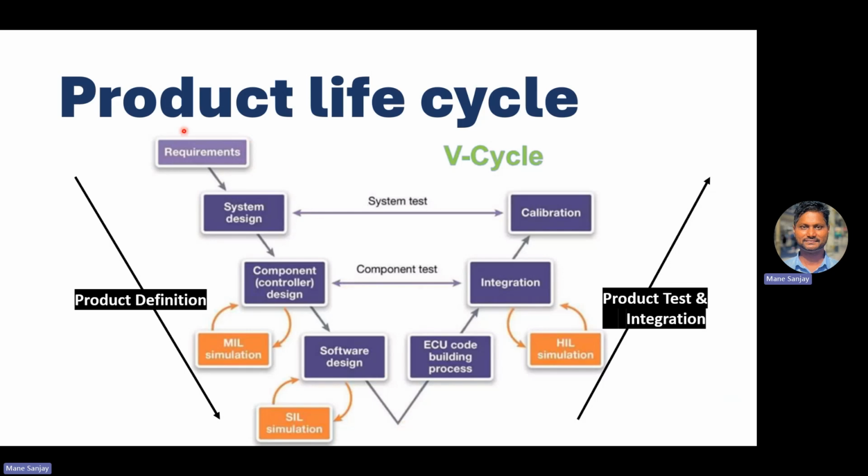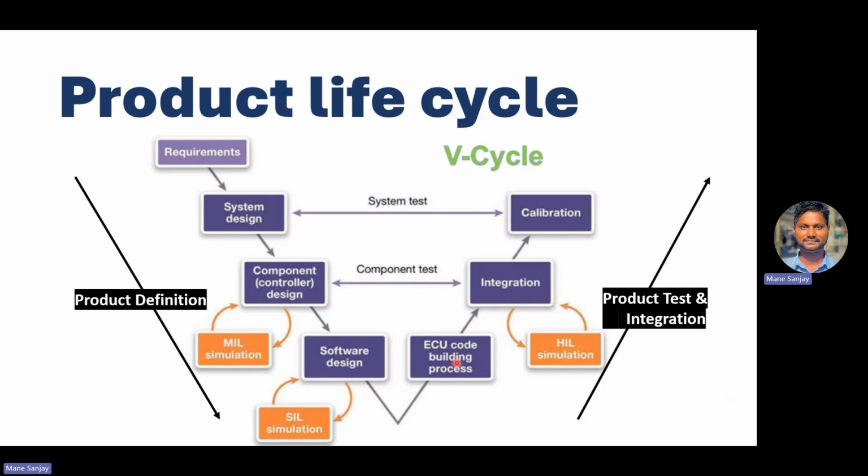It starts from requirement gathering, from benchmarking as well as doing research in the market: what product do we want to bring? It starts with the requirement, then goes to system design, component design, software design, then ECU code building, then integration, calibration, and actual product development. So this cycle is usually followed everywhere when it comes to developing a new product.